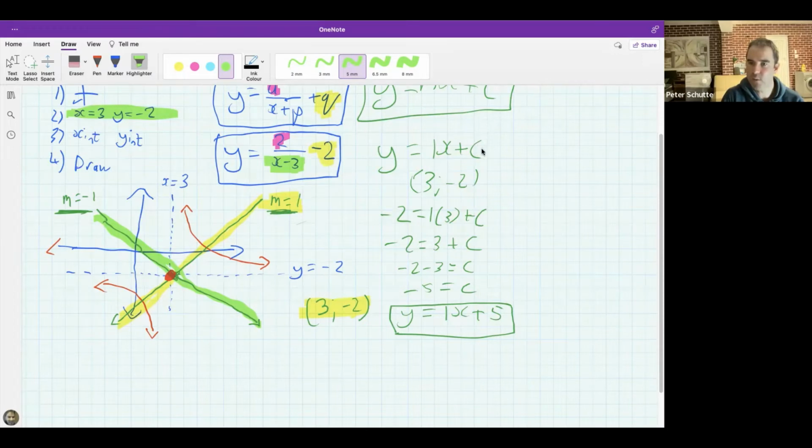How do we get y equals x plus 5? So what we did is we wrote down y equals 1x plus c to start with. And we knew the gradient was 1. And then we subbed the point (3, -2) into that. So you'll notice that the 3 is the x. It goes here, and the -2 goes here. And then we solved for c, which was that one there.